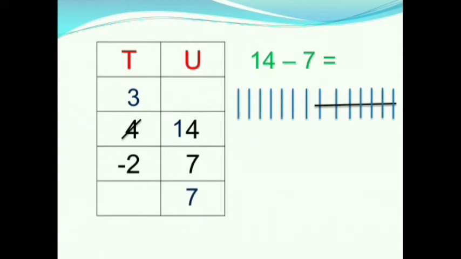Next we should subtract tens place digits. The digits in the tens place are 3 and 2. I have drawn 3 lines and cut 2 lines. Now how many lines are remaining? Only 1 line is remaining. 3 minus 2 is equal to 1. Write 1 in tens place. Therefore 44 minus 27 is equal to 17.